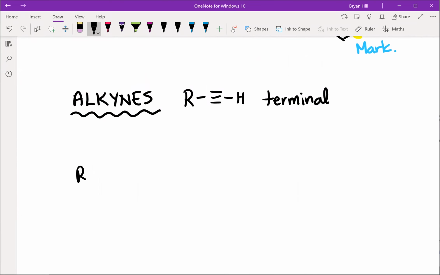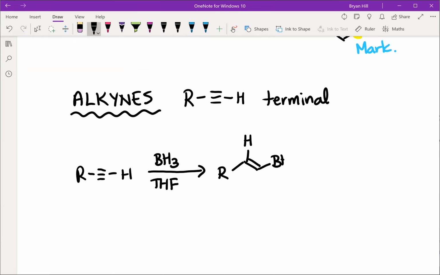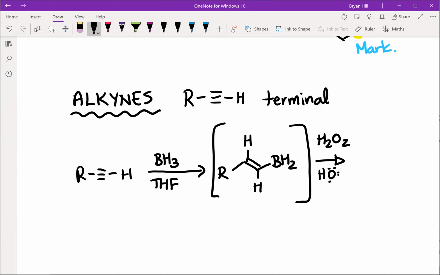So with the terminal alkyne, if we were to do the first step, BH3 and THF, we would get, remember the boron and the proton add on the same side, BH2. This would be our intermediate. And then the second part is the conversion of the carbon-boron bond to a carbon-oxygen bond. And this would be our product.